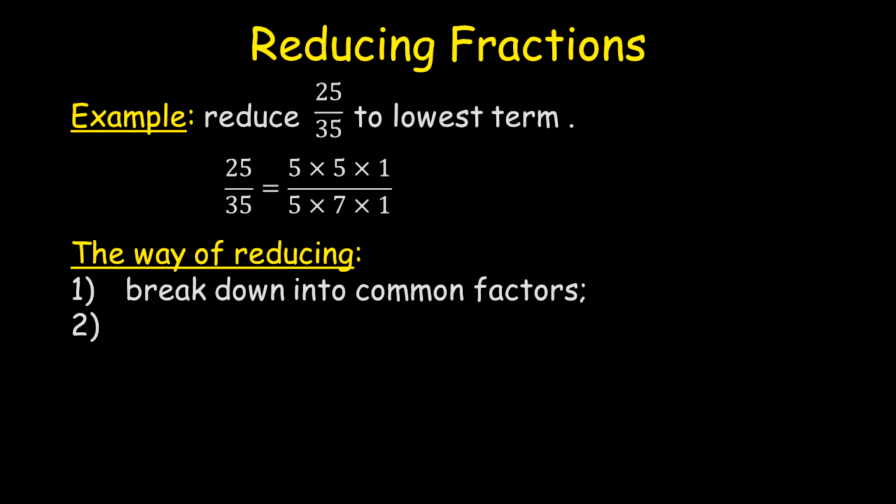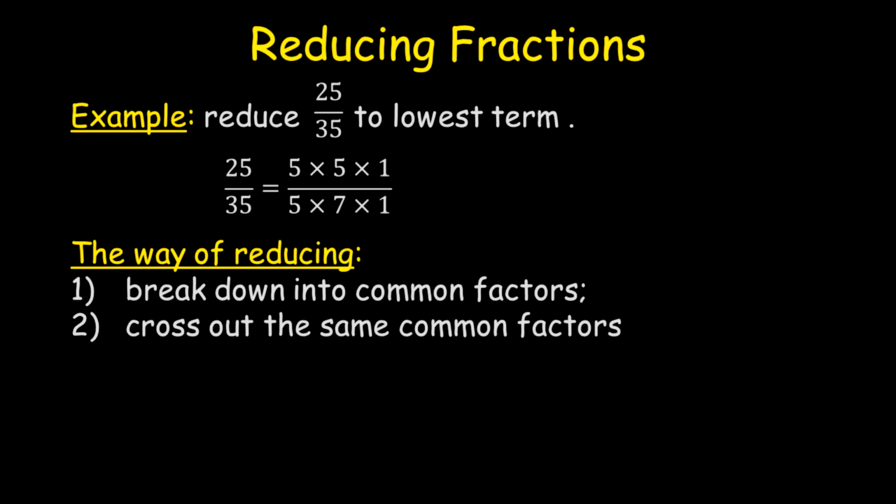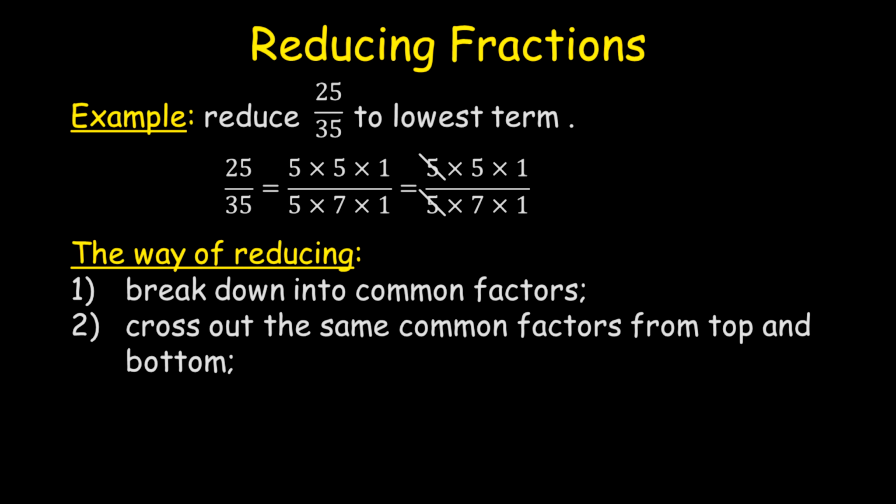The second step, cross out the same common factors from top and bottom. In our example, we cross out 5 from the numerator and from the denominator. Note, don't cross out 1. Sometimes it happens that all factors are crossed out from numerator or denominator. Nothing is left. Then it's important not to forget about 1.